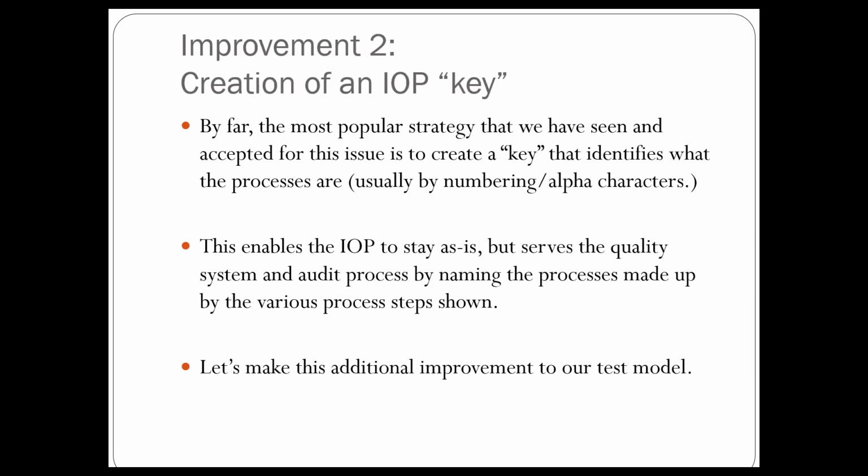Now, the other thing we're going to do is create a key, which is going to identify what these processes are. Now, this can be done by numbering, by alpha characters. We're going to do this via colors, kind of jazz it up just a bit. And again, this enables the IOP to stay as is. We're not changing it, but it serves the quality system and the audit process by telling us what the processes are. So let's make that adjustment now.